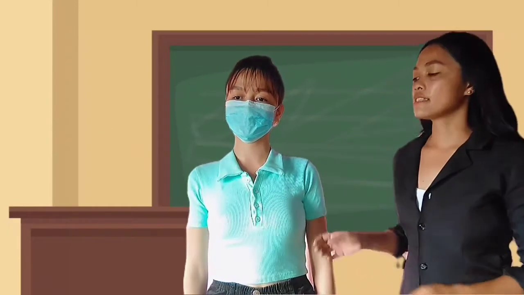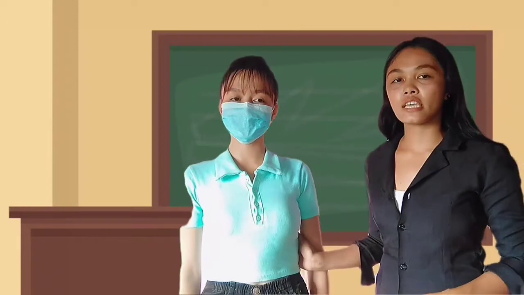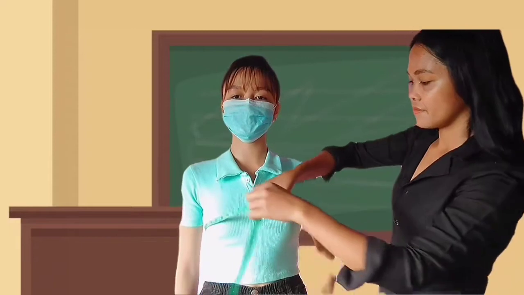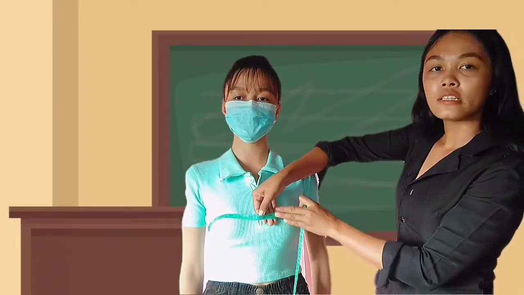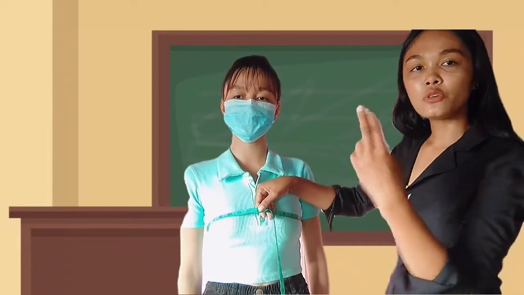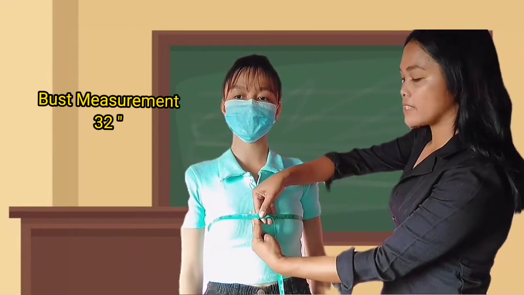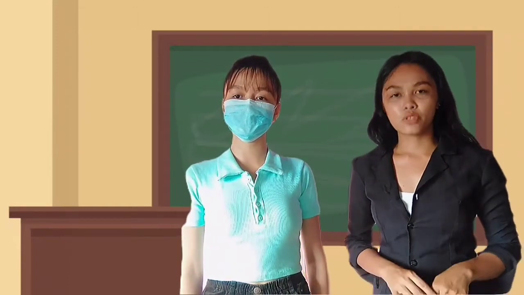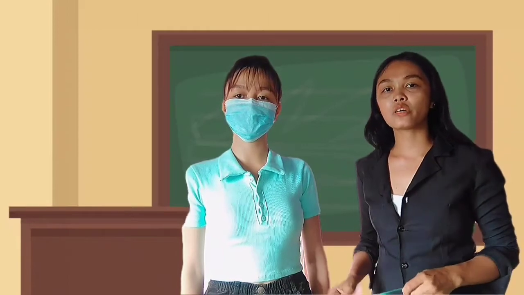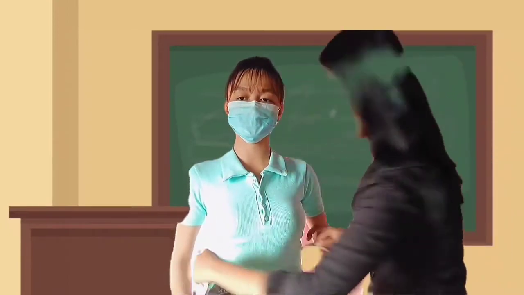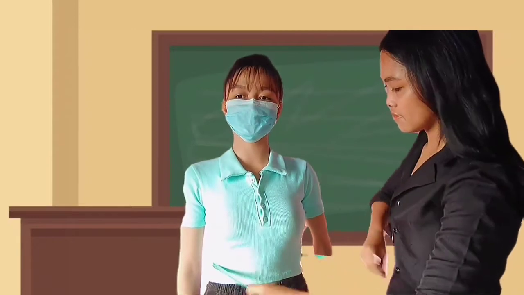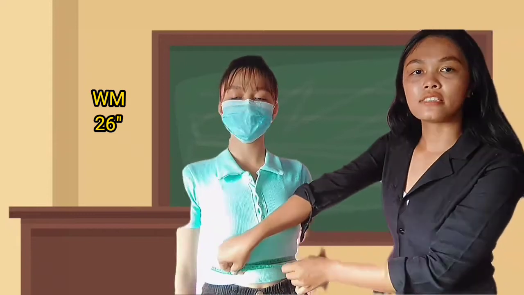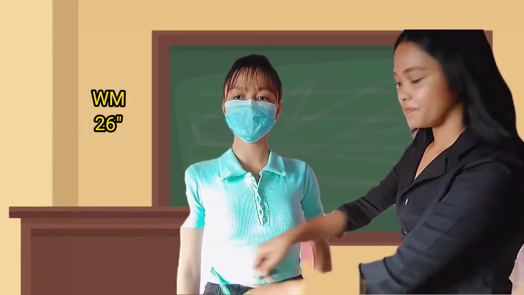The next one is the chest measurement, which is taken all around your body, and insert 2 fingers for the allowance. The next one is the waist measurement, which is taken all around your waist. So this is your waist measurement.